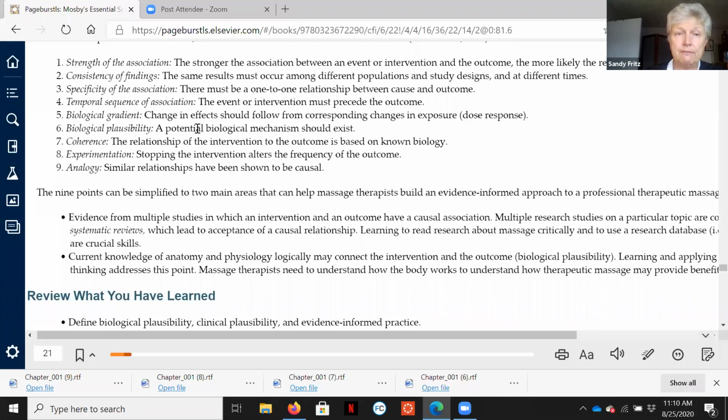Or if a client says, is it possible to work with the fluid that can accumulate in my ankles when I stand all day? Is that even possible? So the research is a little scant on that, but I can mimic normal with that, so I can make a case for that using biological plausibility.